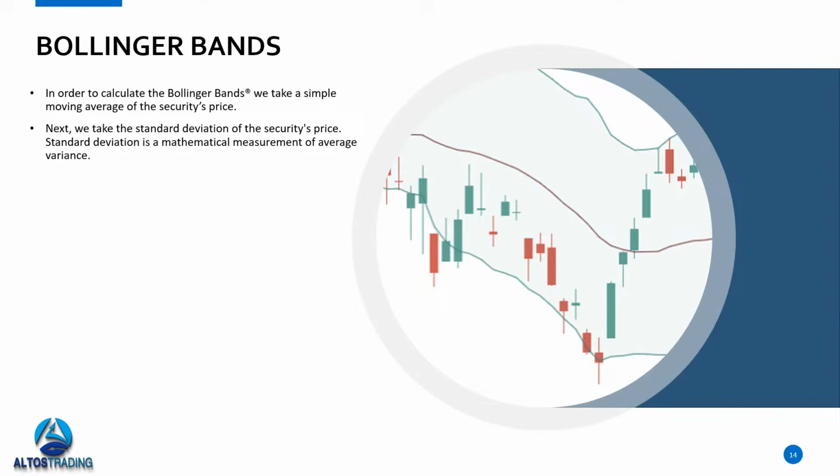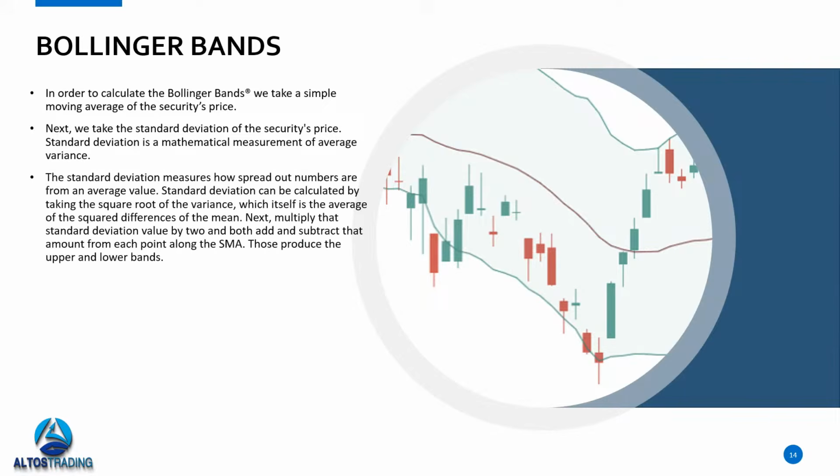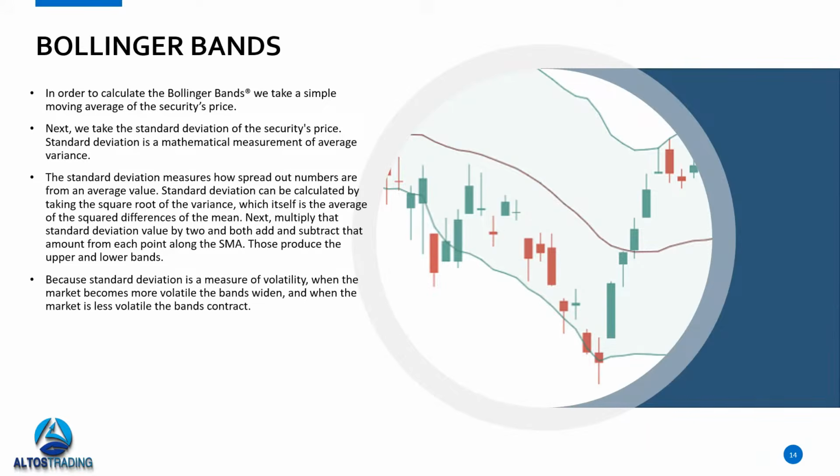Okay, but this is going to help us gauge a couple things. Volatility, okay, number 1. It's going to tell us how spread out numbers are from an average value. So I won't go into the calculations of standard deviation. You don't need to know that. But what you do want to know is that because standard deviation is a measure of volatility, when the market becomes more volatile, the bands are going to widen. And when the market's less volatile, the bands contract. So that's important to understand.